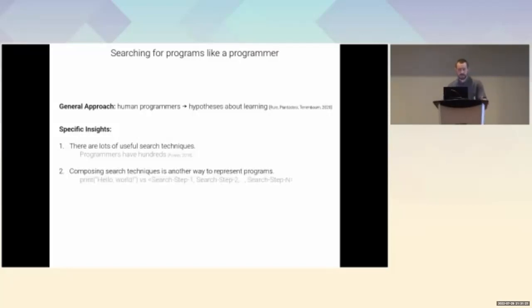The second insight is that while code is one way to represent a program, you can also represent it as a composition of the search steps that you use to produce that program. That seems to be how many programmers think about their work. It's not so much about the individual symbols that they're typing, it's about the search steps that they are going to apply, big chunks of behavior over time.